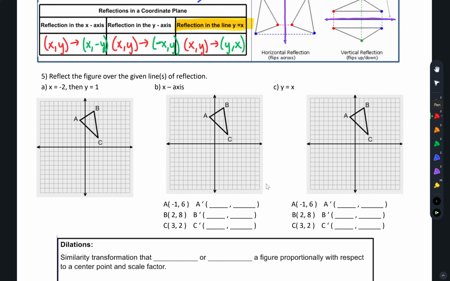So in number 5, it says reflect the figure over the given lines of reflection. I'm going to start with letter A here. x = -2 is our very first line. x = is an example of VUX, which is a vertical line through -2. So let's draw that line of reflection through -2 here.